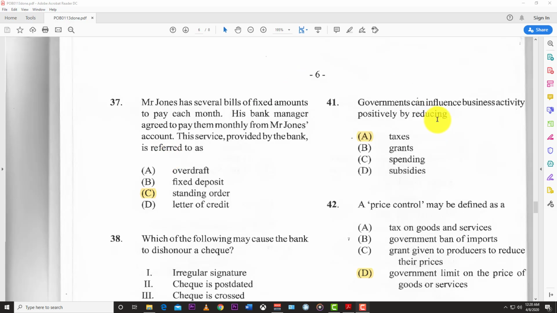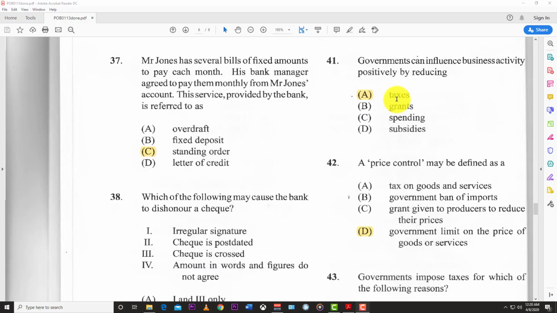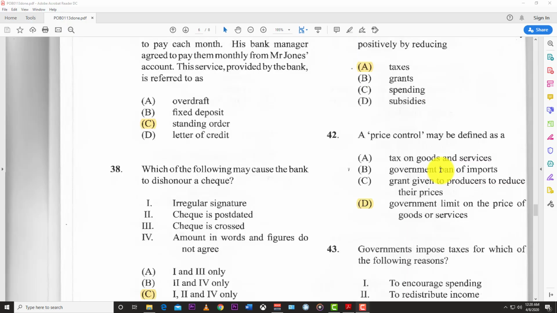41, government can influence business activity positively by reducing tax on businesses. Lower taxes mean that the cost of production is lower, and so they can hire more people and stuff like that because the cost of doing business is lower. Also, prices would reduce based on that.